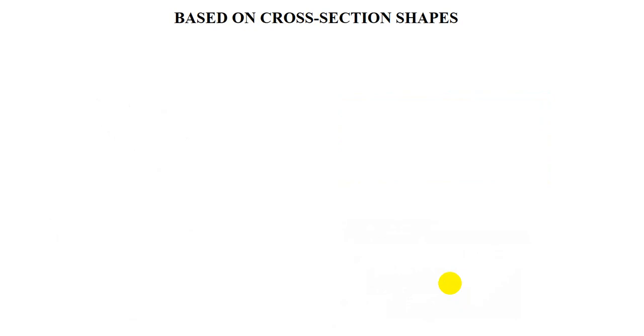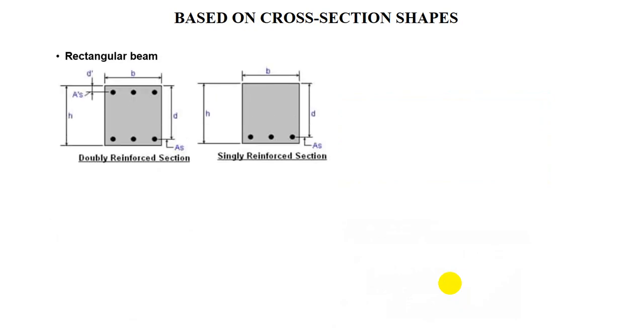Now another type, based on cross-sectional shape. First of all, the rectangular shape of beam. First it shows the double reinforced beam, where steel is available on both sides, and the single reinforced beam, where reinforcement is required only at the bottom.